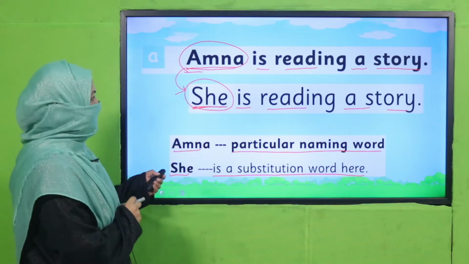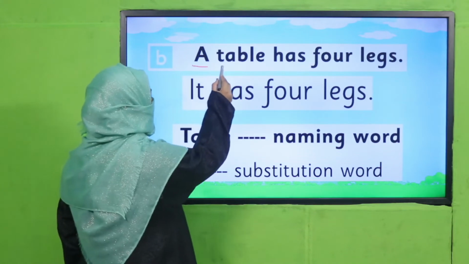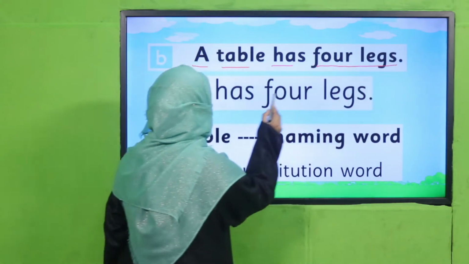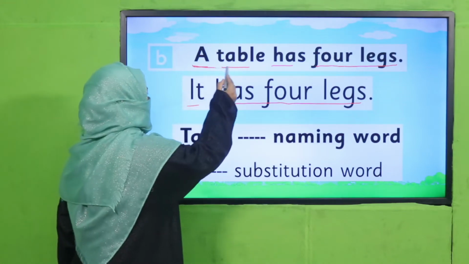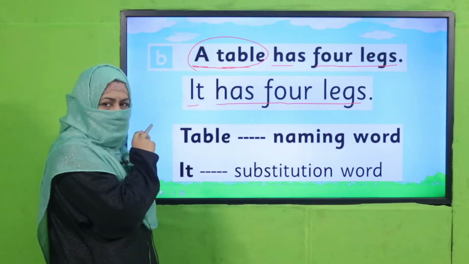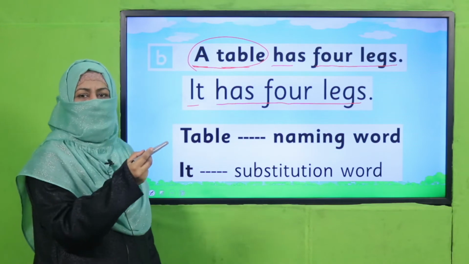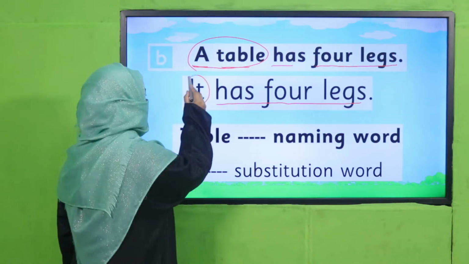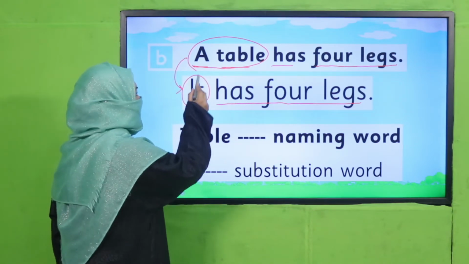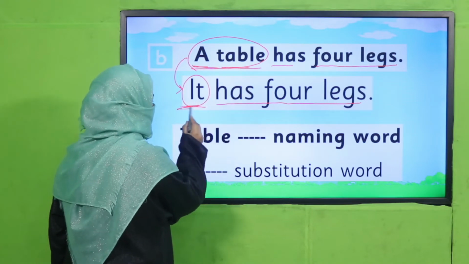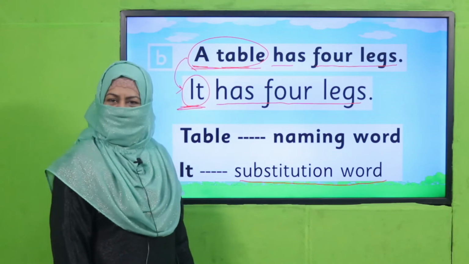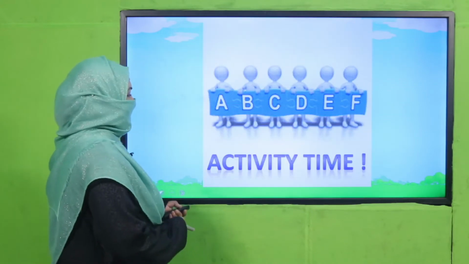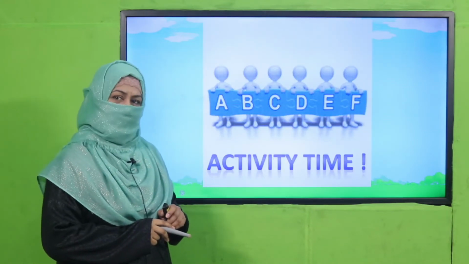Right? The next example is, a table has 4 legs. It has 4 legs. Right? A table, because it's a non-living thing, that's why for non-living things and for animals we use the substitution word it. So it replaced this naming word. That's why it is a substitution word. Are you clear? Okay.